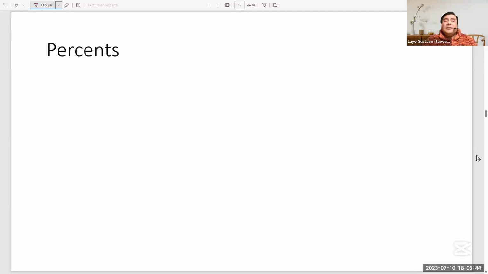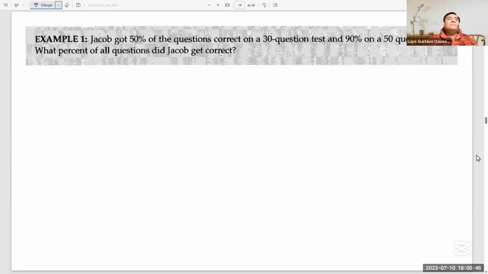So let's begin with this simple question. Example 1: Jacob got 50% of the questions correct on a 30 question test and 90% on a 50 question test. What percent of all questions did Jacob get correct? Here it's just a matter of calculating it and typing in the exam the correct value. Here, no answer choices. Please try to do this one.